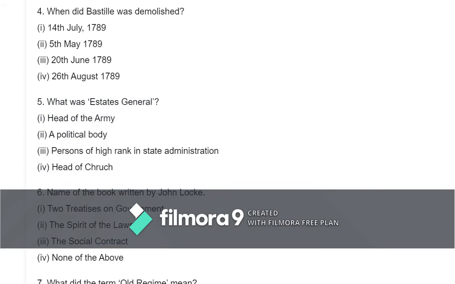Now, our question number 4 is, when was the Bastille demolished, or when was the Bastille stormed? So the answer would be 14th July 1789, and this is the same date when the French Revolution began.